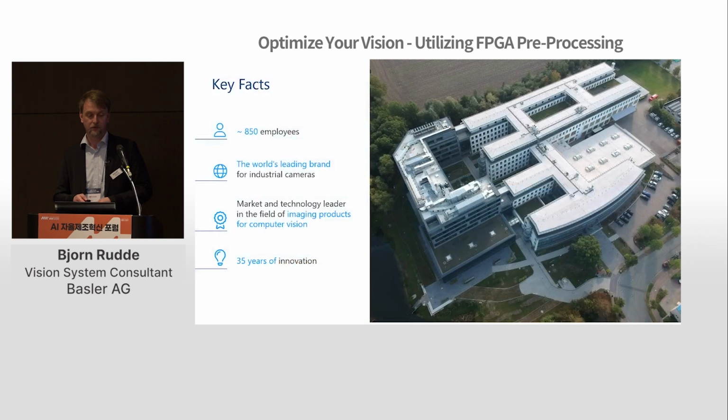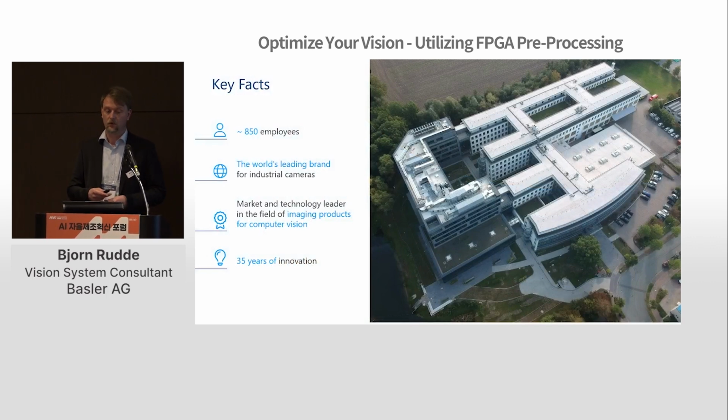But first of all, I would like to give you some key facts about our company Basler. So I'm coming from the German subsidiary in Europe, being here for presenting this explanation on how to optimize FPGA pre-processing. And we have above 800 employees right now, and we are a well-known brand in machine vision. And we have 35 years of experience with machine vision itself.